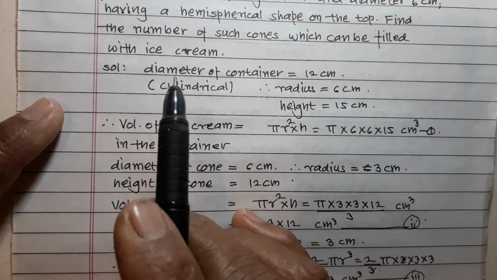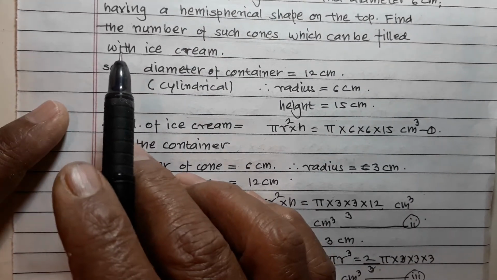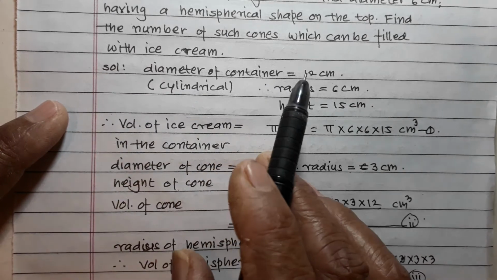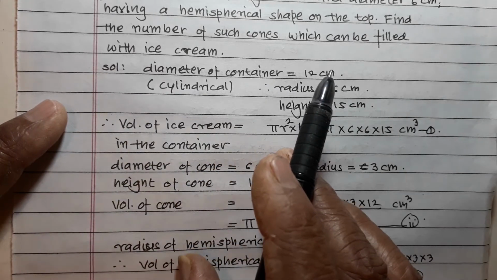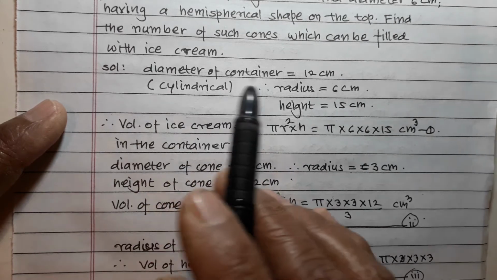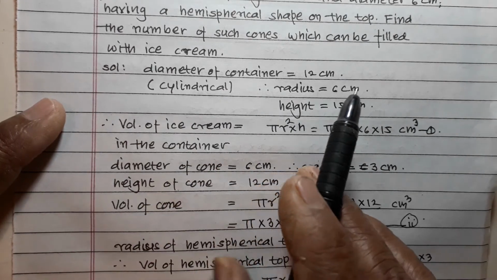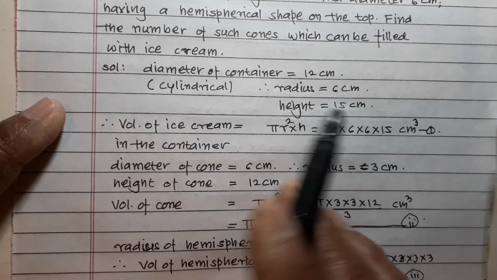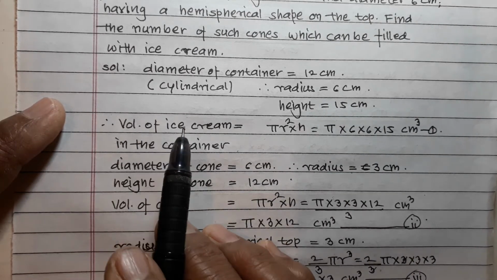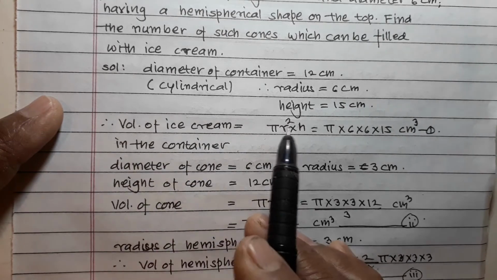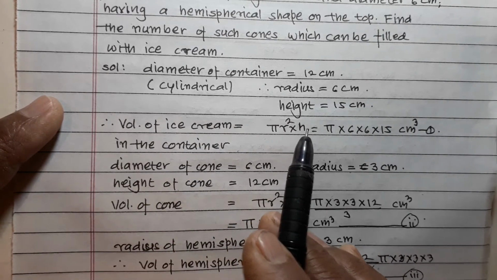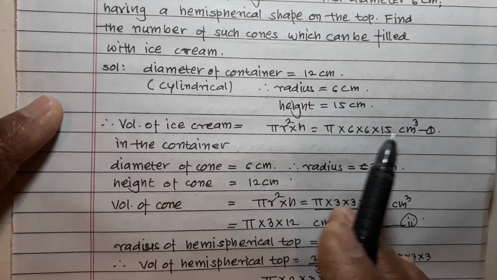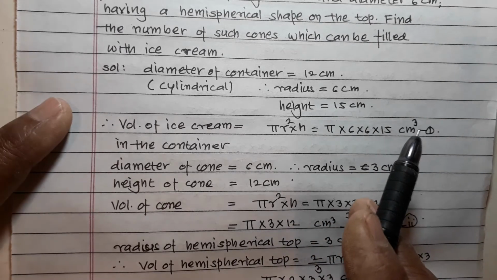Now try to understand the solution. This is an important question. Solution. Diameter of container is equal to 12 centimeter. Container is cylindrical and radius is equal to 6 centimeter. Height is equal to 15 centimeter. And therefore volume of ice cream in the container is equal to pi r square h, equal to pi into 6 into 6 into 15 cm cube. Statement number 1.